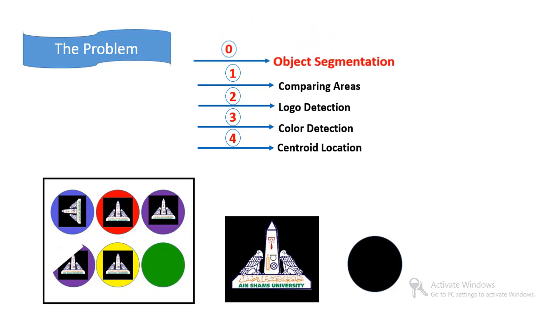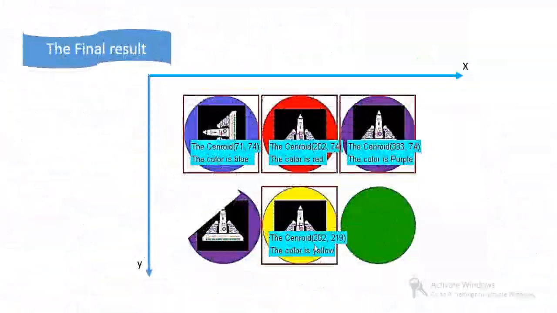Which is object segmentation, okay? So the process will go like this. First of all, you will capture your photo using your camera. And the second step, you should segment each object into a separate image, okay? So then you can apply these 4 steps. And after that, you should get a result like this.